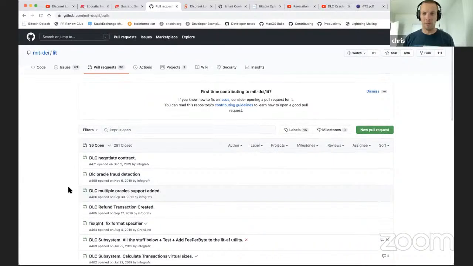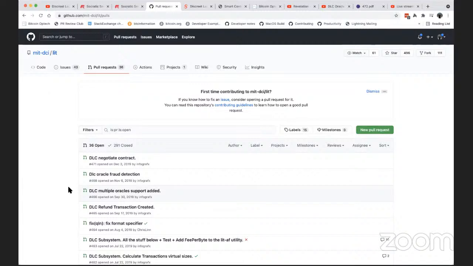And so I guess if people want to look at what that world might look like, I can dump a link to the implementation in the chat here. So just to be clear, it's really complicated.